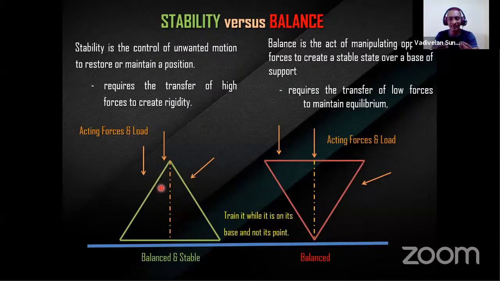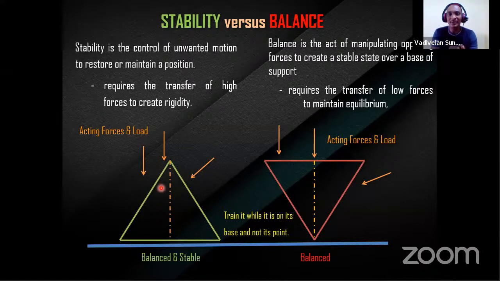Before going into this, we need a definition of what is meant by stability and what is meant by balance. Stability, as I told you, is the control of unwanted motion to restore or maintain a position. I have given the example of a throwing action. That's stability. Balance is the act of manipulating an opposing force to stay stable over the base. I have to balance myself to stand straight over the base. That's balance.